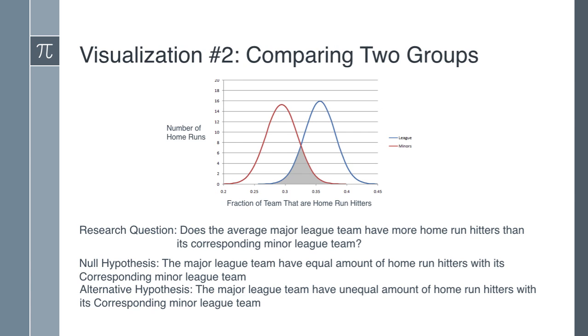compared to its corresponding minor team. Again, as we can see, the graphs show the number of home runs plotted against the fraction of teams that are home run hitters. The blue is for the major league, and the red is the minor league.